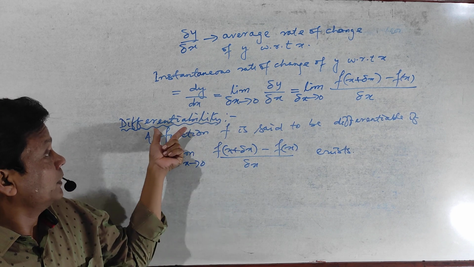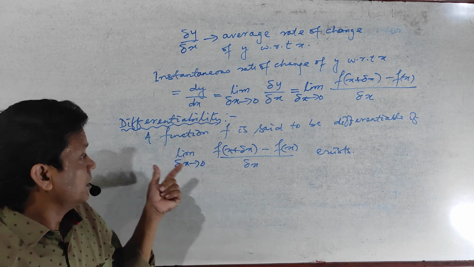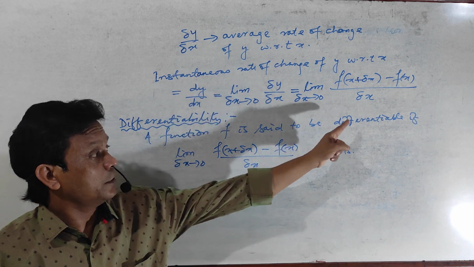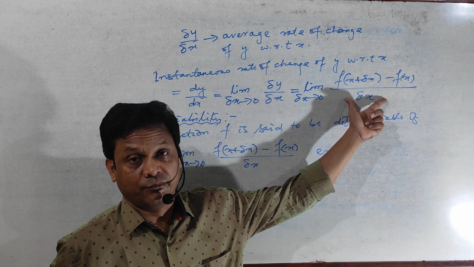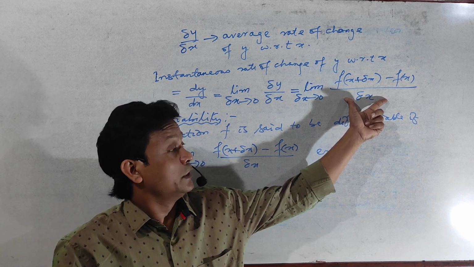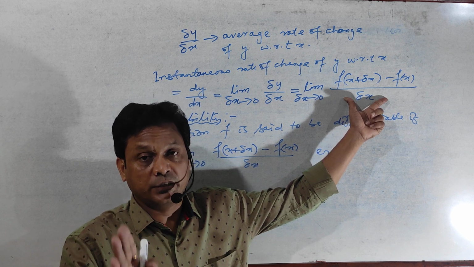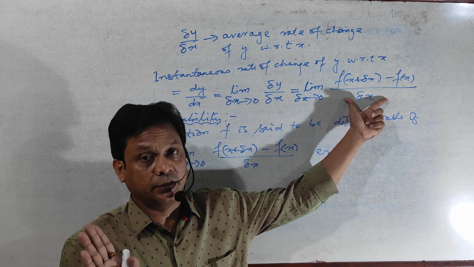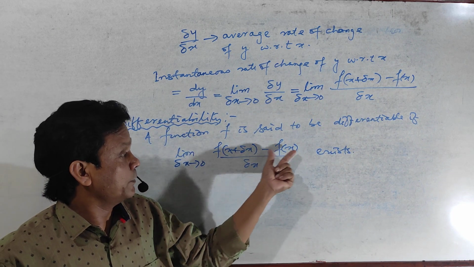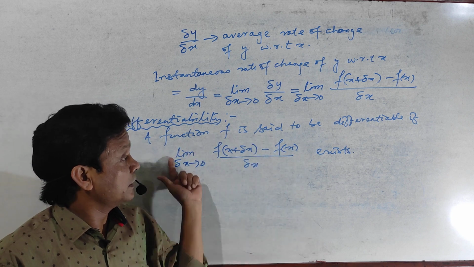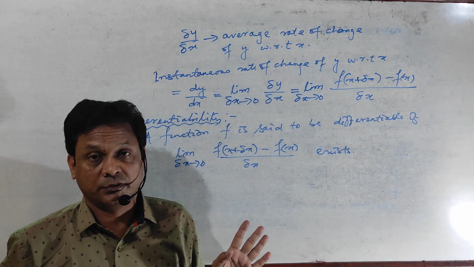See here, what is the meaning of differentiability? When a function is said to be differentiable, f is a function and it is said to be differentiable if this limit exists. And already I have told you that a limit will exist if the left hand limit is equal to the right hand limit. So similarly, limit delta x tends to 0, f of x plus delta x minus f of x divided by delta x, this limit must exist. Then only f is said to be differentiable.